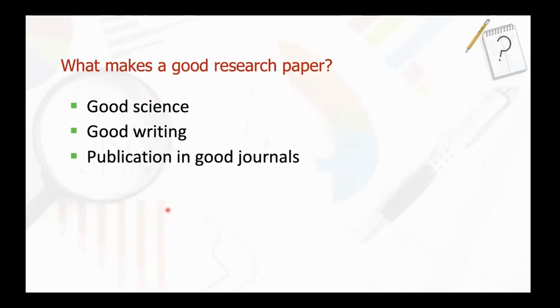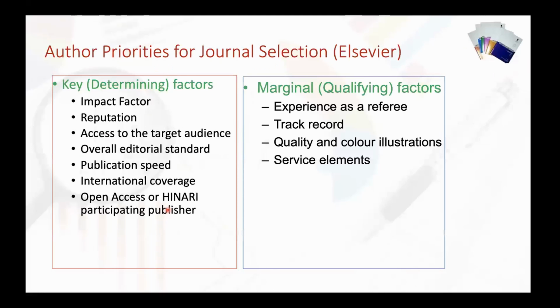Then, what makes a good research paper? Good science, good writing, publication in good journals. These are the three quality standards you should always keep in mind: good science, good writing, publication in good journals. Okay.